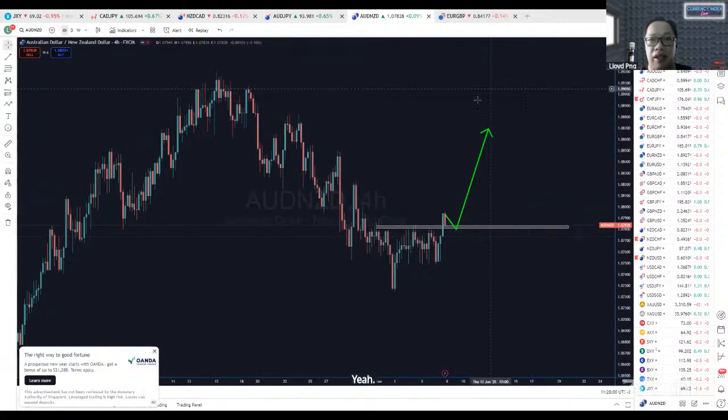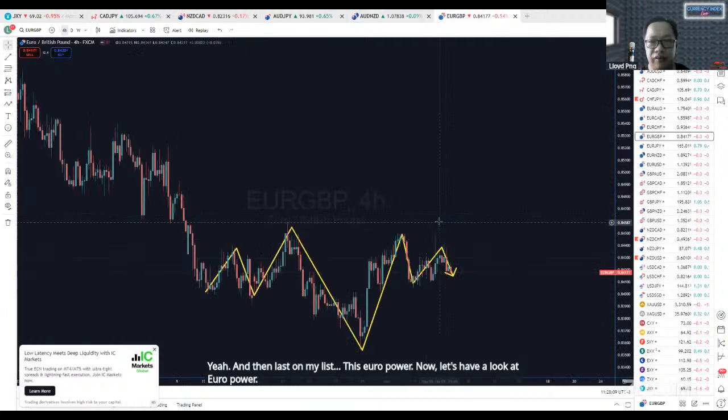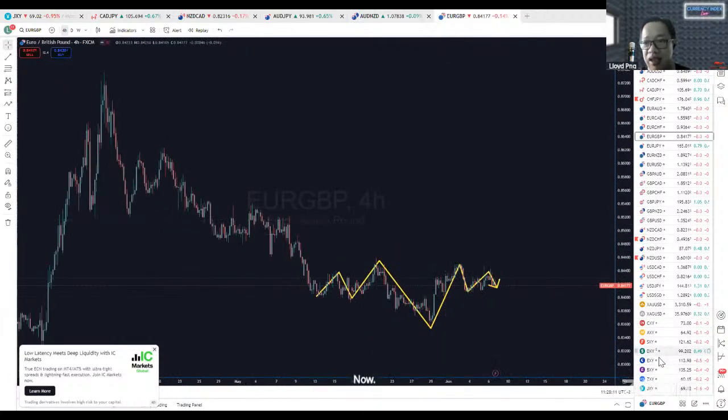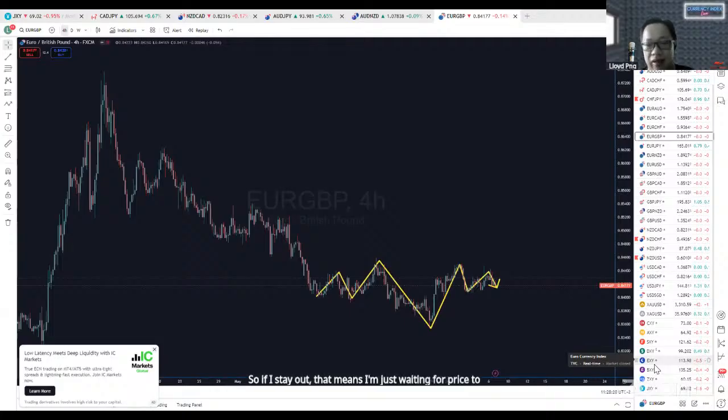And the last on my list is Euro Pound. Let's have a look at Euro Pound. Because it's in the middle of the range, it doesn't mean that there's nothing for me to trade. If I stay out, it means I'm just waiting for a very clean break of the consolidation level. I don't have a position bias to go long or short.